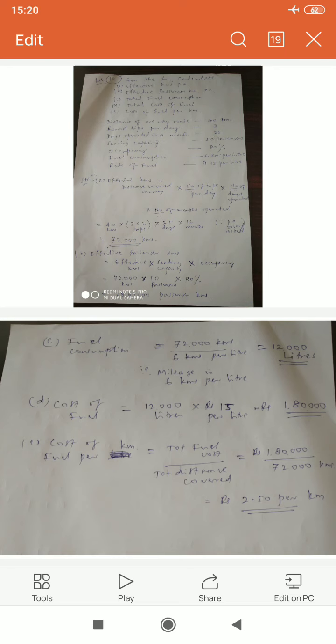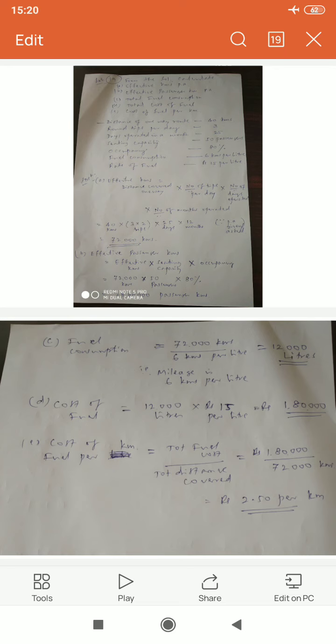Therefore, having calculated the effective kilometers as 72,000 just now, 72,000 effective kilometers multiplied by seating capacity of 50 passengers multiplied by the average occupancy of 80%, the total effective passenger kilometers is arrived at 28,80,000 kilometers. Say, the second requirement is over.